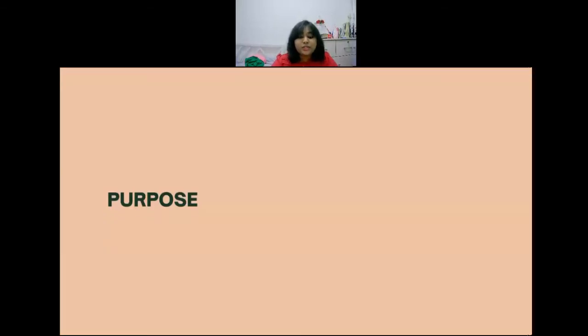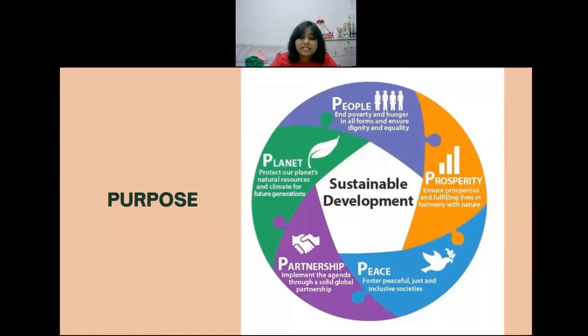Now we shall look into the purpose of sustainable development. All the 17 SDGs are categorized under those five key elements that you can see on screen, which are people, prosperity, peace, partnership, and planet. We can develop and prototype creative solutions to the challenges we are faced with today and create a virtual simulation of a future world where all the 17 goals have been implemented and achieved.